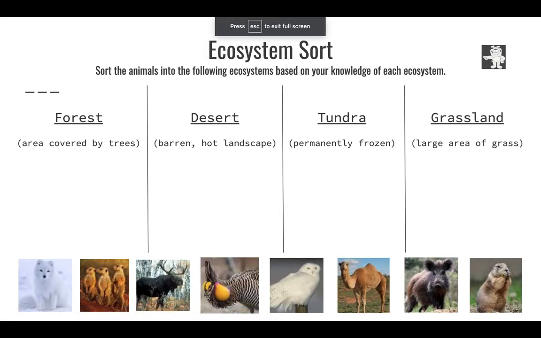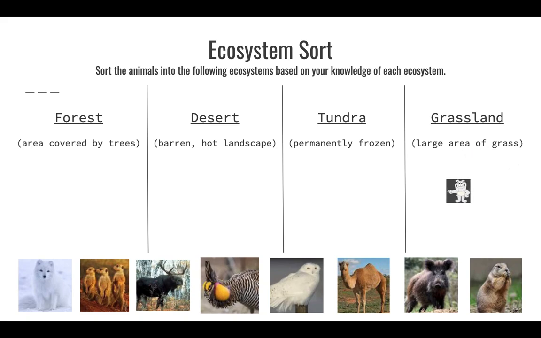Okay, so this is your assignment for after you watch the video. This is an ecosystem sort. So it says sort the animals into the following ecosystems based on your knowledge of each different ecosystem. And I've given you some hints. So here we have the forest, which is an area covered by trees. Then we have the desert, which is a barren, hot landscape. Barren means there's nothing on it. It's bare. Then we have the tundra, which is permanently frozen. And then we have a grassland, which is a large area of grass.